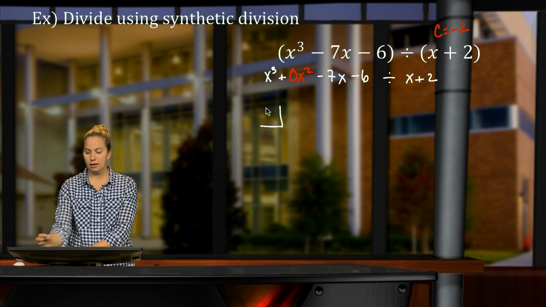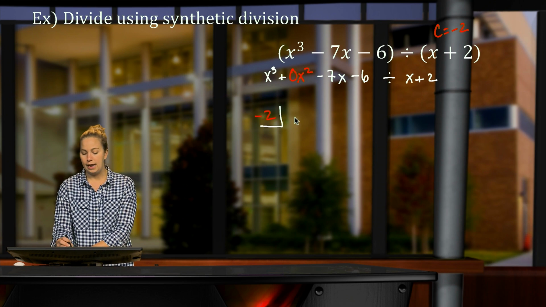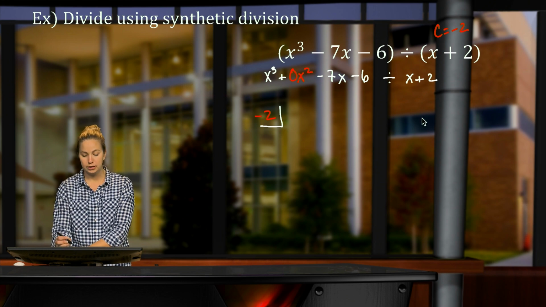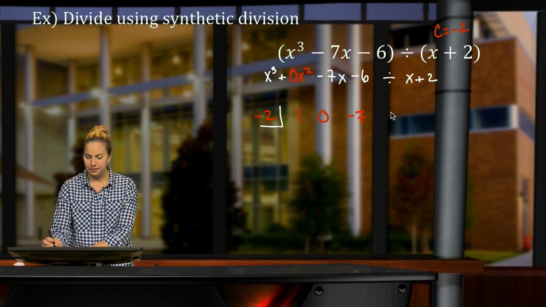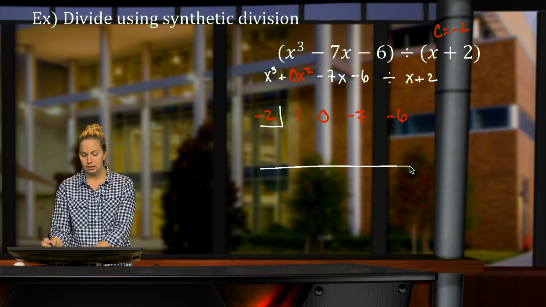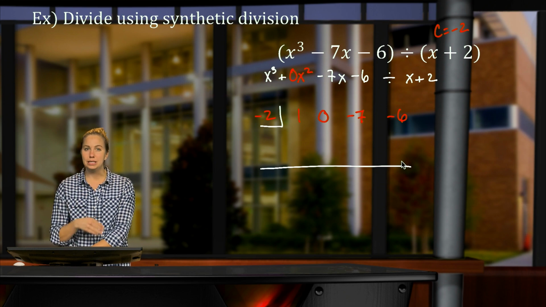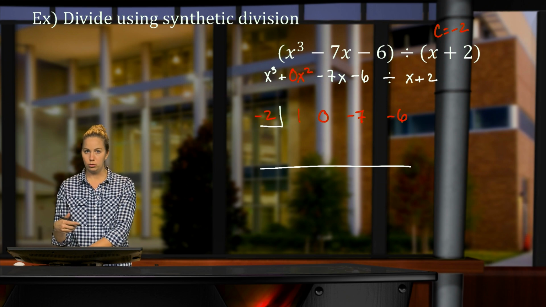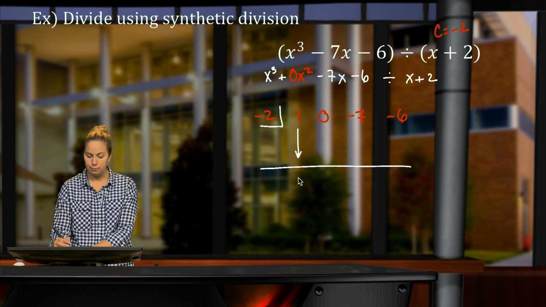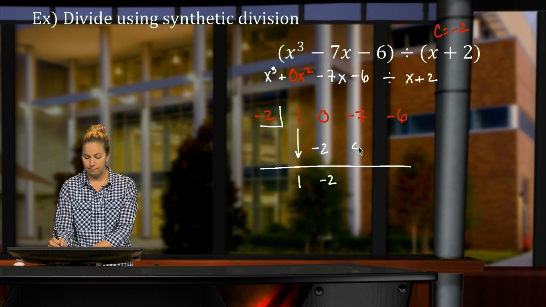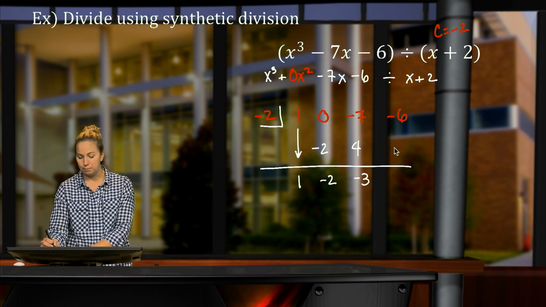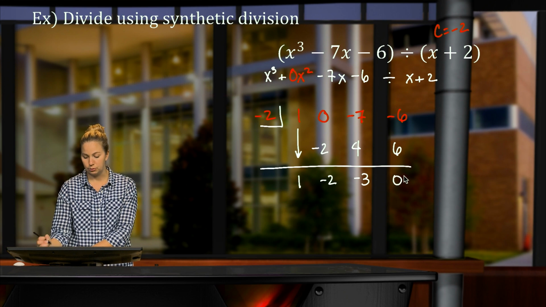In our half box goes c, which is negative 2. And then to the right of that, we state our coefficients: 1, 0, negative 7, negative 6. In synthetic division, you absolutely need to make sure you have your placeholders, otherwise it won't work out correctly. So we bring down the 1. 1 times negative 2 is negative 2, plus 0 is negative 2. Negative 2 times negative 2 is 4. Negative 7 plus 4 is negative 3. Negative 3 times negative 2 is positive 6. And negative 6 plus 6 is 0.